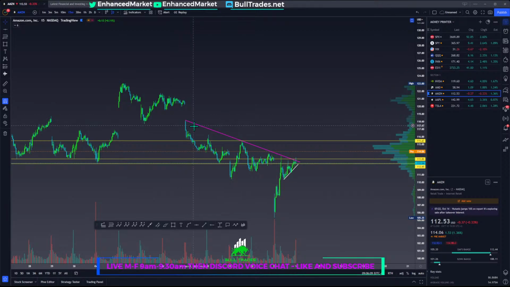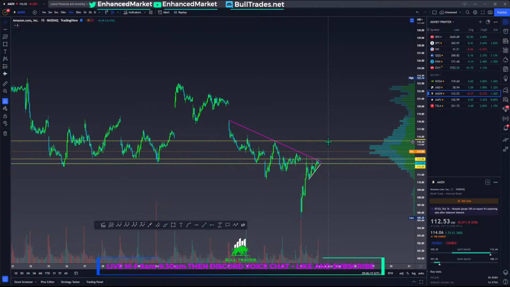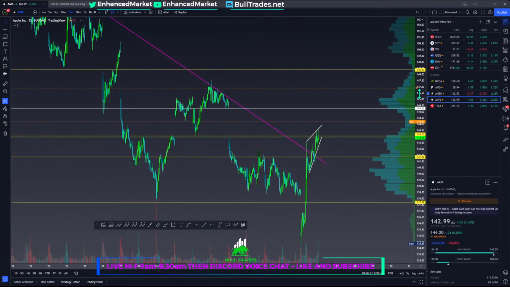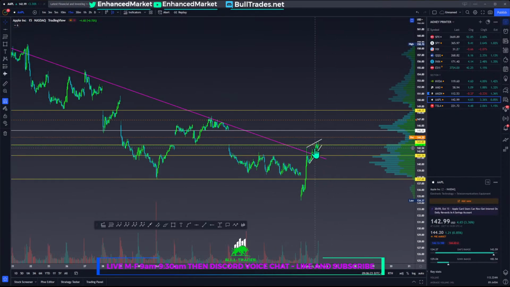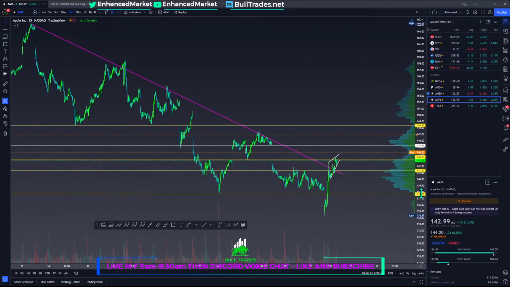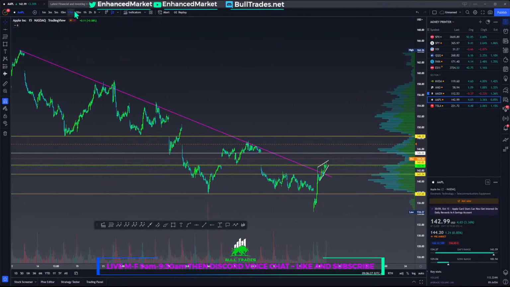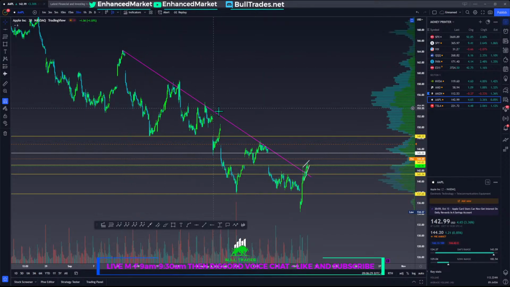Amazon, right, multiple times it rejected this level here, breaking out in pre-market, higher and higher lows. This could totally push up to this next level here at 115. Apple had a rising wedge just like SPY and QQQ. Multiple times it rejected this level here. We broke out yesterday, now we're pushing above. We do have a gap to fill here, to 145.26.